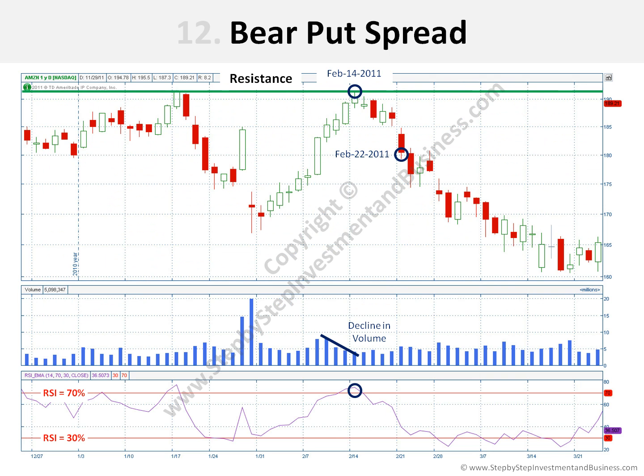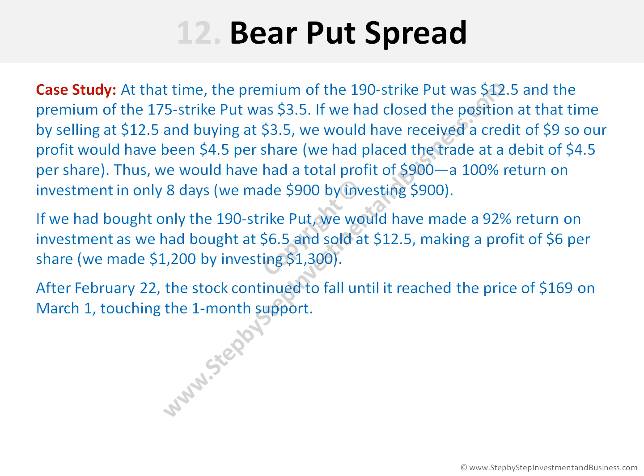As we had said, we initiated the trade on February 14, the day we got the bearish signal, and a few days later the stock started to fall until it reached the price of $180 on February 22. At that time, the premium of the 190 strike put was $12.5 and the premium of the 175 strike put was $3.5. If we had closed the position at that time by selling at 12.5 and buying at 3.5, we would have received a credit of $9, so our profit would have been $4.5 per share, because we had placed the trade at a debit of $4.5 per share.